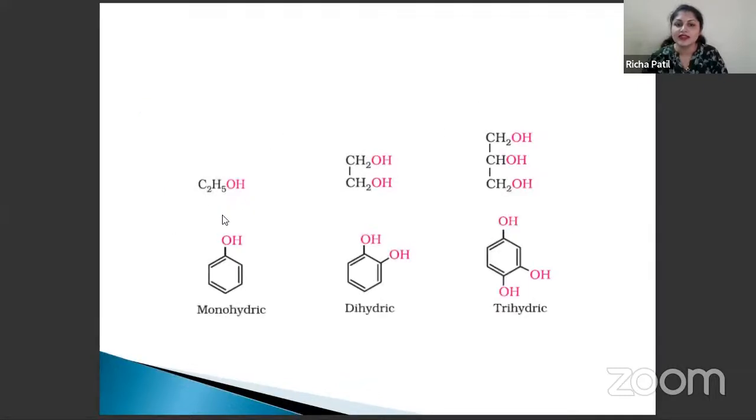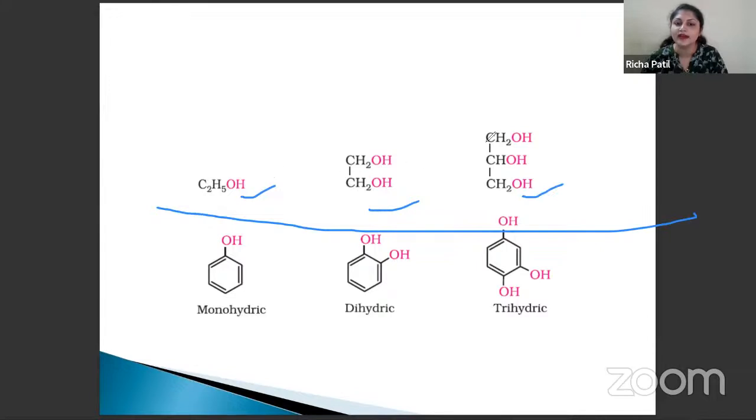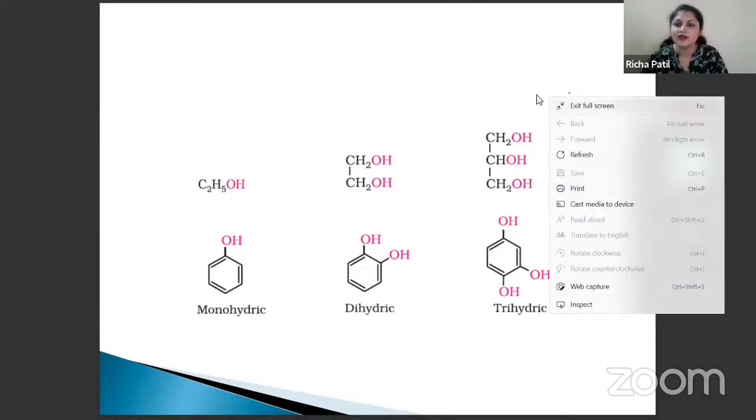So these are some of the examples. You can see the first one is monohydric. The first is an alcohol, in aliphatic chains. So these are all examples of alcohols, the ones above. This is monohydric, dihydric, and trihydric. This is with respect to phenols. This is an example of monohydric, this is dihydric and trihydric. So this is based upon the number of hydroxy groups present.